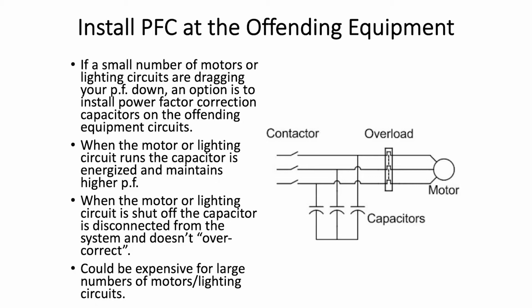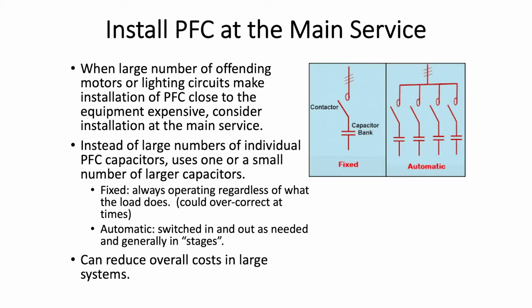Then, I might decide that I want to do it back upstream. That could be another option. Okay? So if I have a whole bunch of equipment, circuits to put them on, I might go back out to the main service. Instead of putting in 150 power factor correction capacitors on 150 devices, it's probably cheaper to go to the main service with a panel full of capacitors and a controller that stages them.